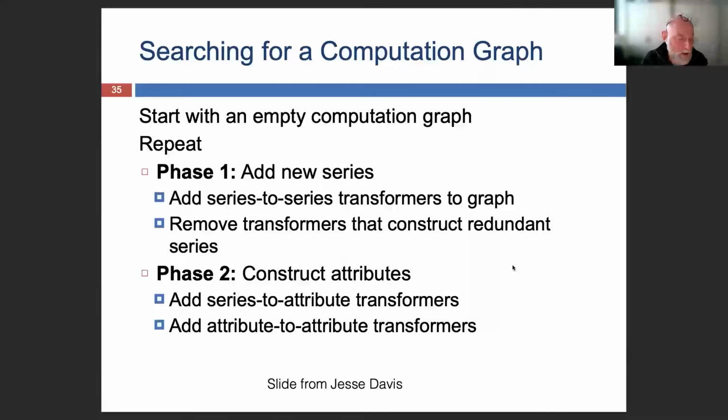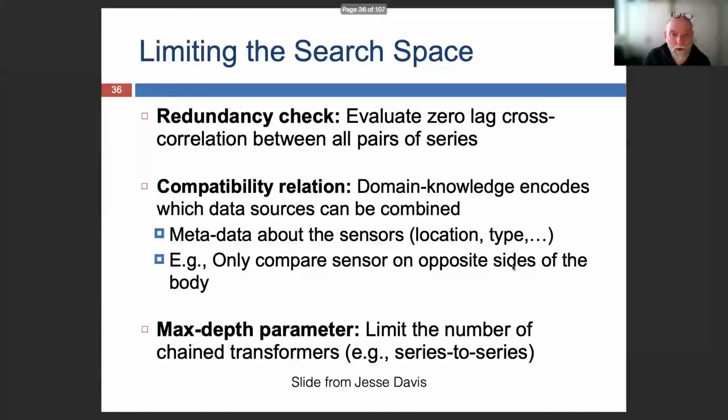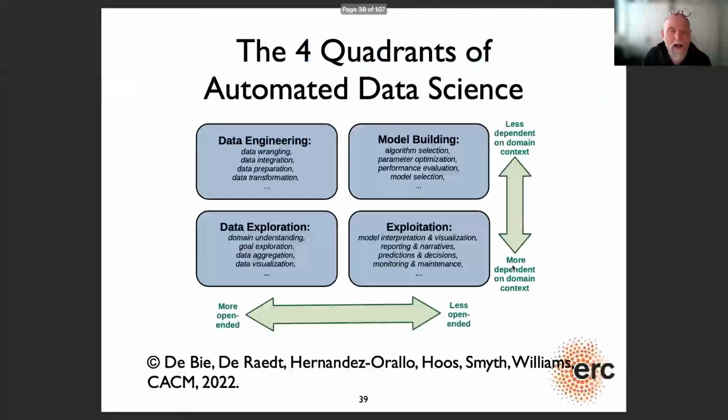So they start with kind of an empty graph and then rapidly build that up by adding both new compositions, adding both new series, and then constructing features and attributes on top of that. And they have methods to filter out the relevant features and also avoid redundancies and stuff like that. If you're interested in that, please contact Jesse Davis.